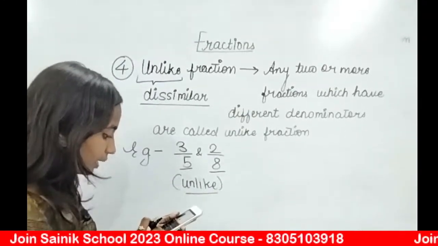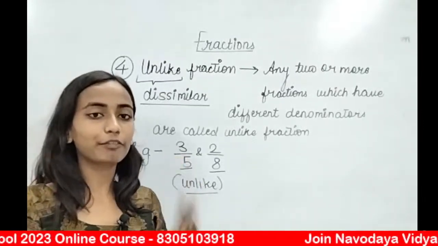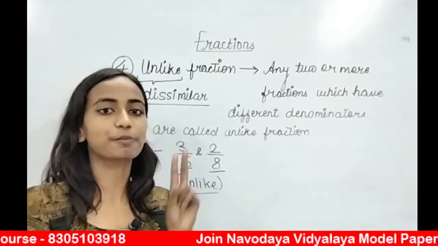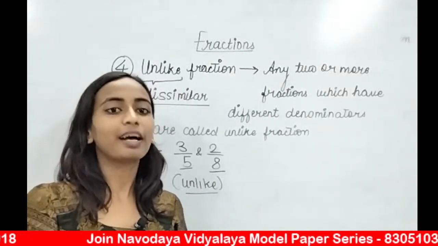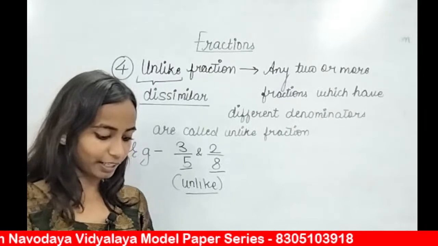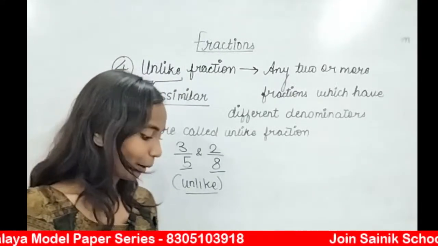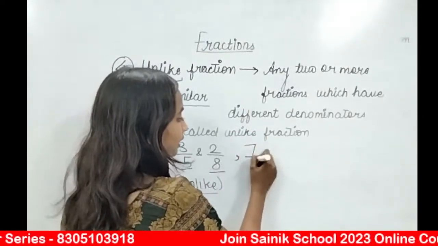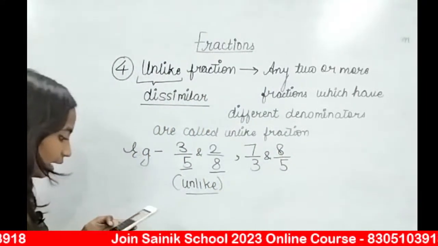Then 7 by 9. Deepti, one more fraction you will need. Whenever we study like fraction and unlike fraction, we need at least two fractions because you are comparing. When we say denominators are same, how will they be same? At least you need two fractions. So when we are discussing like and unlike fractions, you have to take at least two fractions because this is a comparison. Okay? 7 by 3 and 8 by 5. Very good, Hartesh. 7 by 3 and 8 by 5. Again, these are unlike fractions.